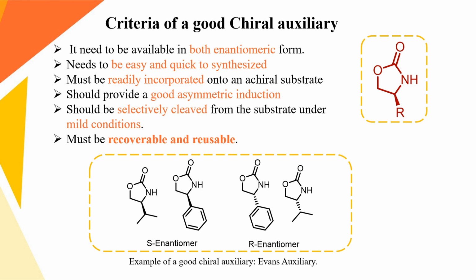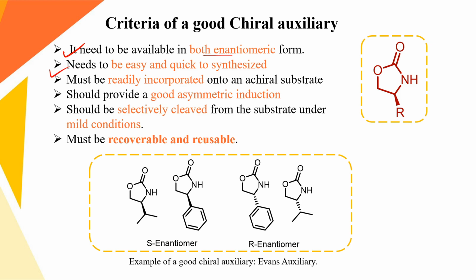Any arbitrary chiral moiety will not serve as an auxiliary. It has some properties that make it suitable to act as a chiral auxiliary. First is that it needs to be available in both enantiomeric forms, because you don't know whether in your final compound you need R or S. As the chiral auxiliary influences the sterics, you have to be prepared. The chiral auxiliary should be in both enantiomeric forms, R form and S form, both are required.